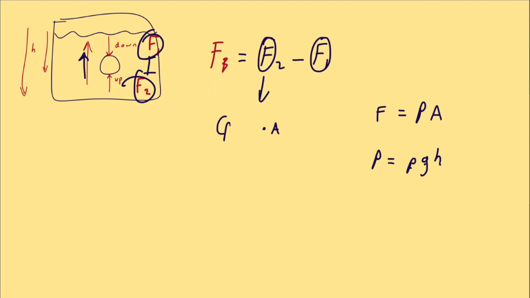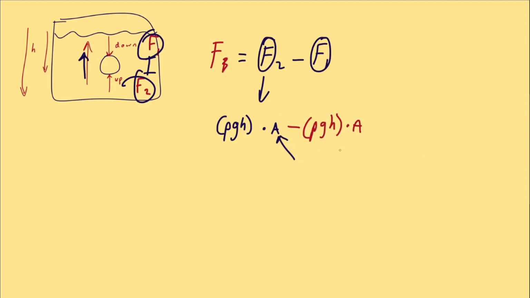So this becomes density, gravity, height, aka pressure, multiplied by area, minus the same thing for the first force, ρgh times A. And remember, this is area squared, since we're talking about pressure. Everything here is actually all the same. So this is density of the fluid times gravity times A times the change in height, because height is changing. Area times height is equal to volume. So this gives us ρ_f times V times g.